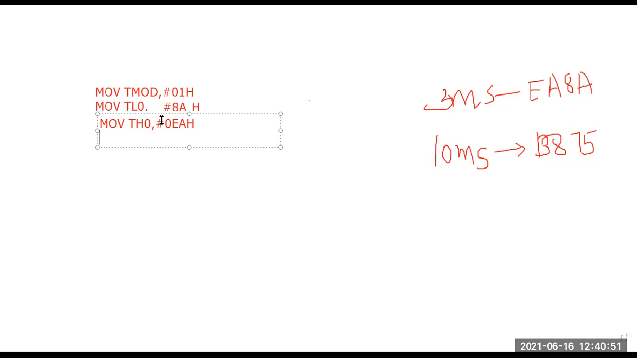Now we have to generate one on P0, that is the port 0 register. What you have to write is MOV P0, comma, one value for all the pins means #0FFH you have to write. Okay, so that it will generate one on all the pins, on all the 8 bits of P0.